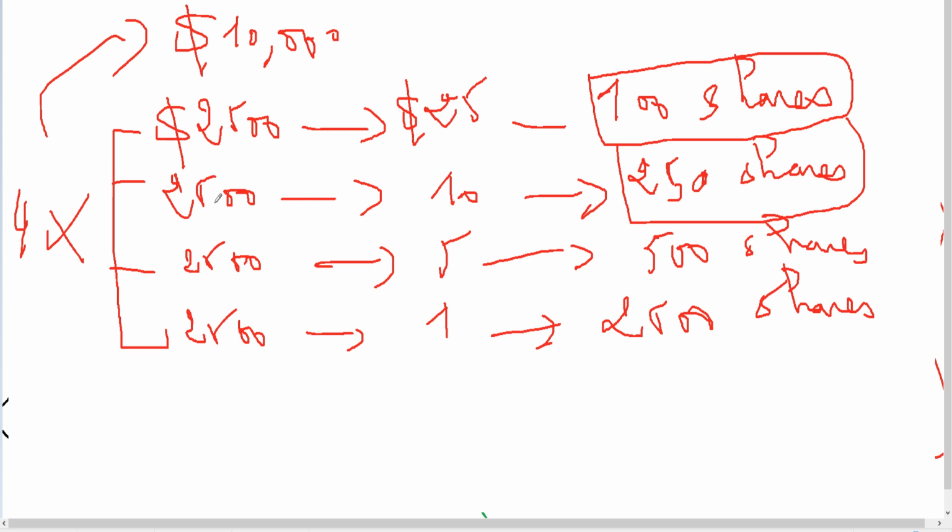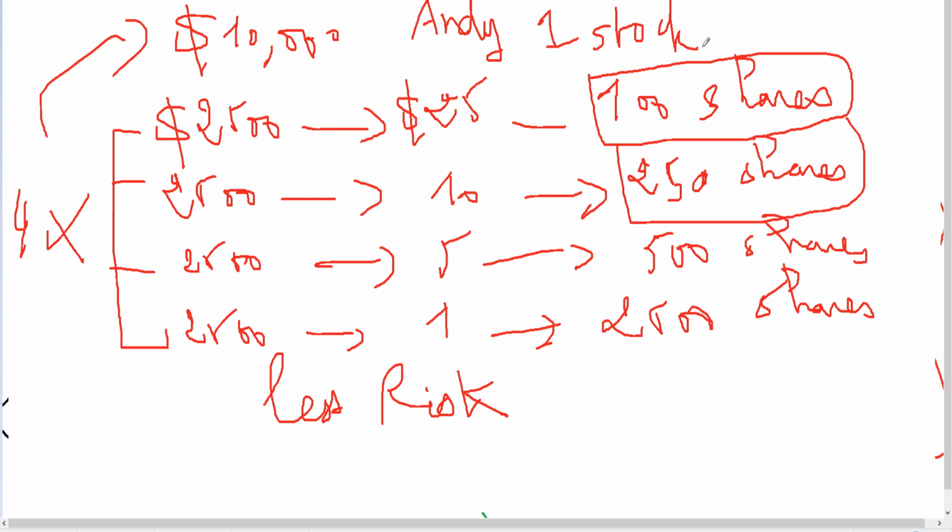Now, why do we use several stocks? Because it means less risk. Our friend Andy doesn't do all this, he does only one stock. One stock means more risk. If the stock goes down, he will lose a lot of money. But if he does well, he can make a lot of money. So it depends on the risk and the profits. This is in general how things work.